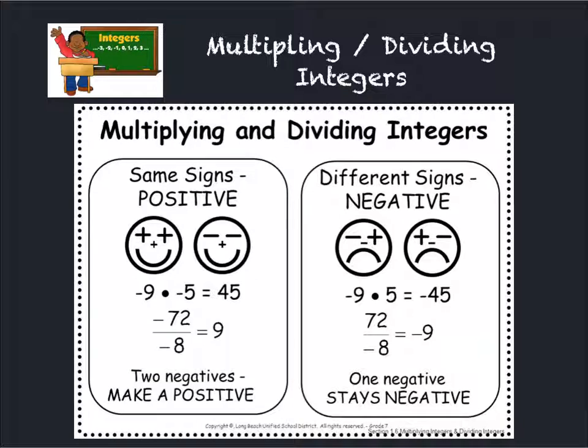It works either way. So 2 positives are going to multiply and give you a positive. 2 positives are going to divide and give you a positive. 2 negatives are going to multiply and give you a positive. 2 negatives are going to divide and give you a positive. Different signs, you're always going to get a negative number as your answer when you are finding the product or the quotient. Two integers with different signs multiplied by each other would give you a negative number. 2 integers with different signs divided by each other would also give you a negative number.